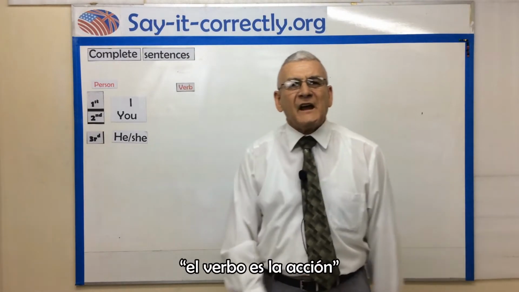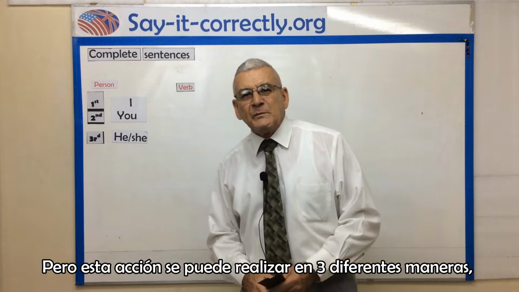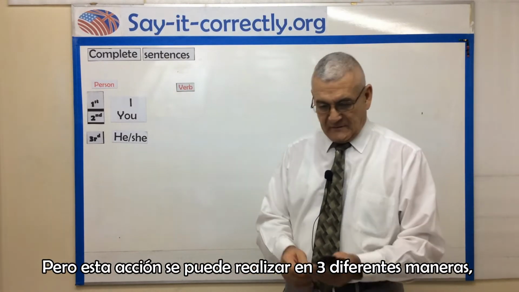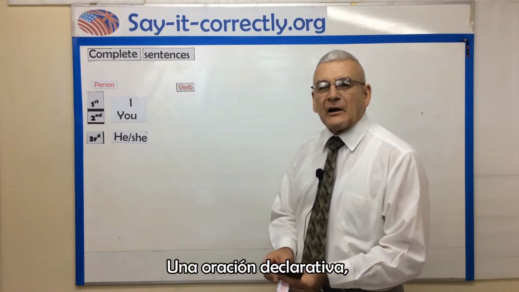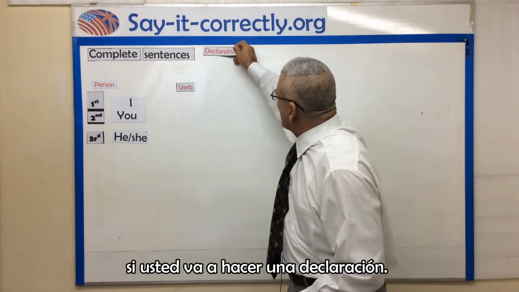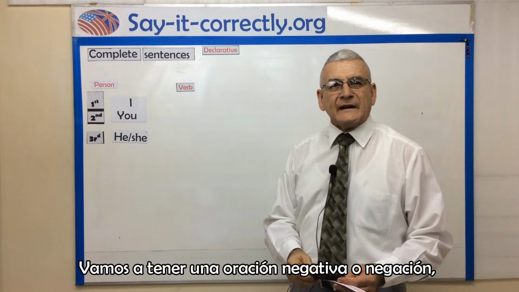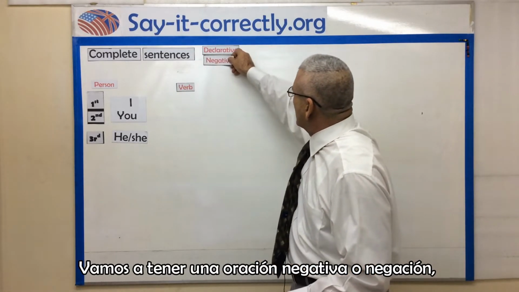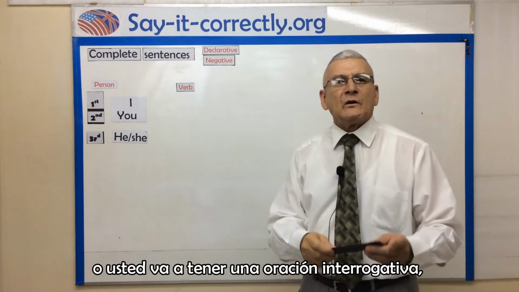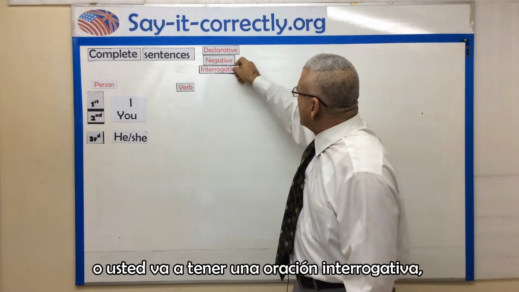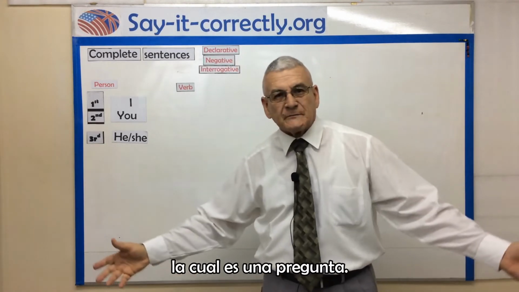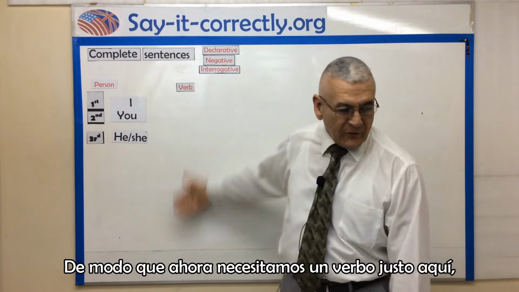The verb is the action, but this action could be done in three different ways. It could be a declarative sentence, which means you're going to make a statement. You are going to have a negative sentence, or negation, or you are going to have an interrogative sentence, which is a question.